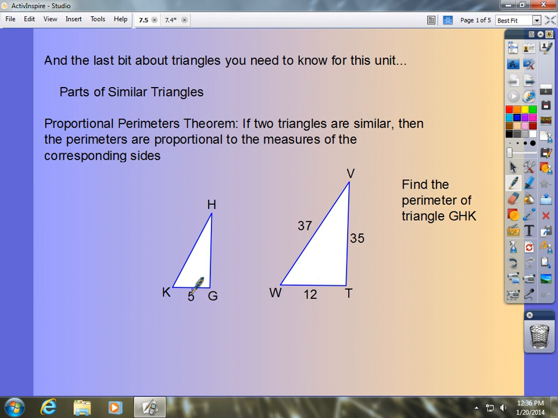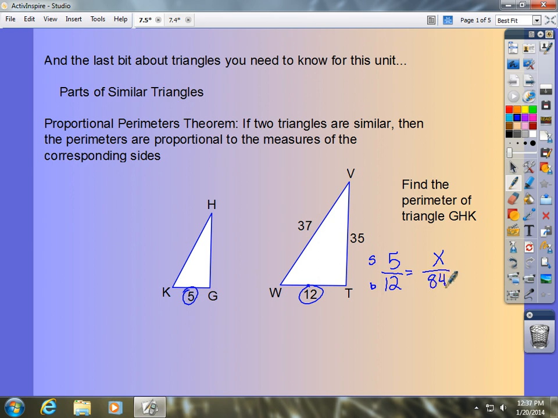Okay, so I know that I have a number on the base of both triangles, so I'm going to start my proportion that way. 5 over 12. And then I'm going to set up my perimeter. The only one that I know all three parts of is the big triangle. So I'm going to add 12 plus 37 plus 35. Now notice this is my small triangle, this is my big triangle. I'm going to keep it my small triangle. I don't know the perimeter, but I know my big triangle's perimeter. If I add 35, 37, and 12, I will get 84.